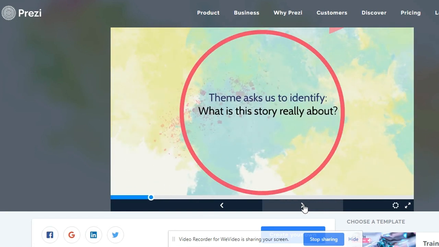When you think about theme, it asks us to identify what the story is really about. So if I were writing notes on this, I would say think: what is the story really about? That's how you're going to find the theme.